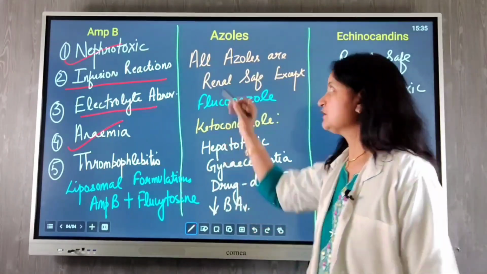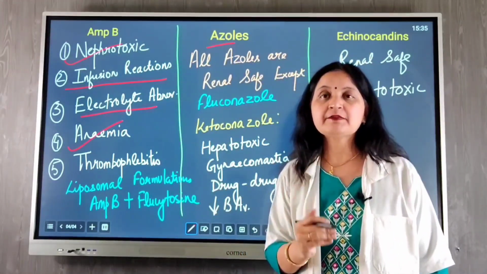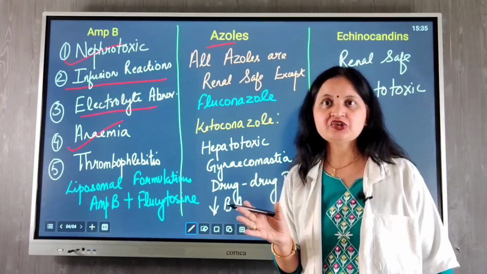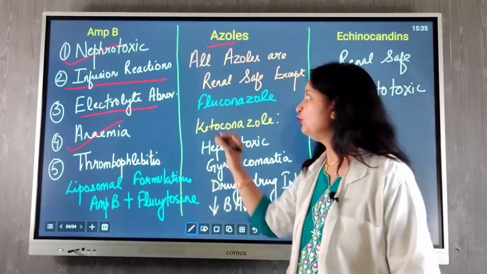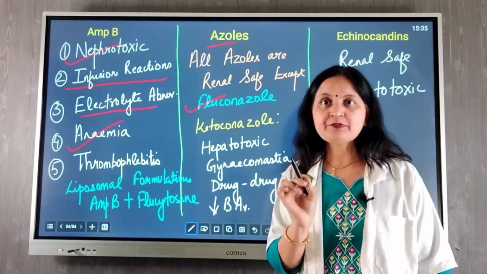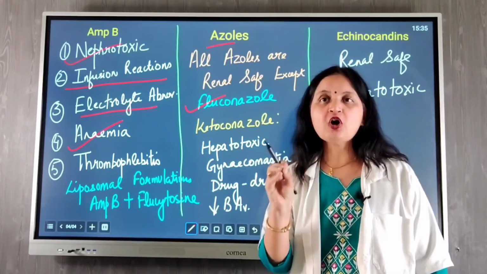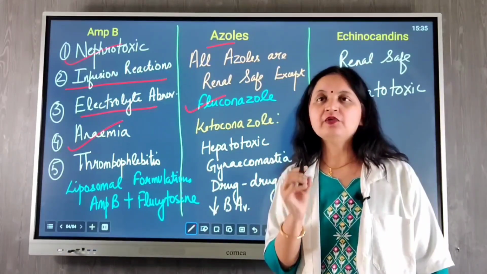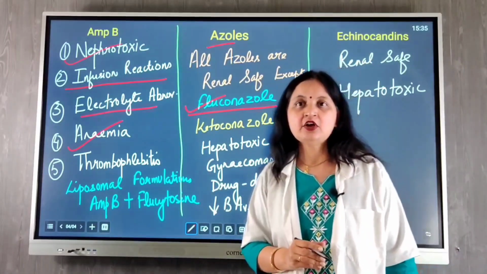Coming to the toxicities of azoles, all azoles are eliminated by the liver, they are metabolized by the liver and are not dependent on the kidney for excretion. Therefore, they are renal safe with the exception of fluconazole. So, fluconazole is the only azole. It is an exception. It is excreted through the kidney. Therefore, fluconazole is not preferred in kidney disease. All other azoles are renal safe. So, fluconazole is not used in kidney disease.